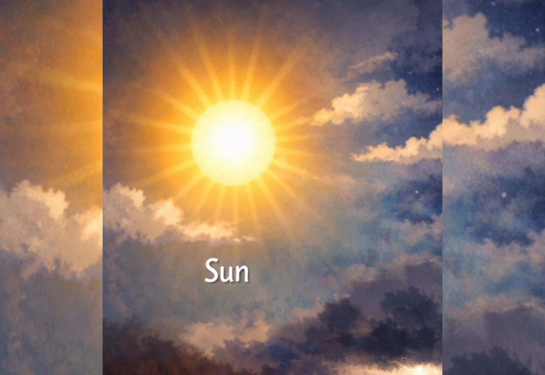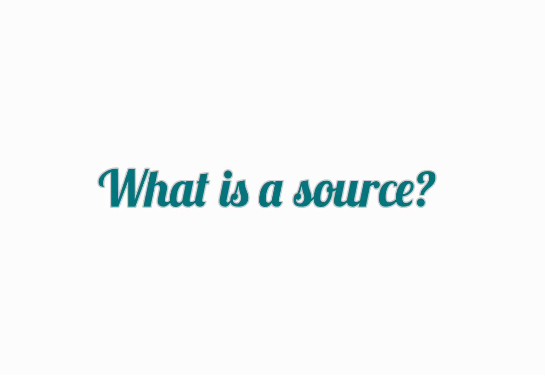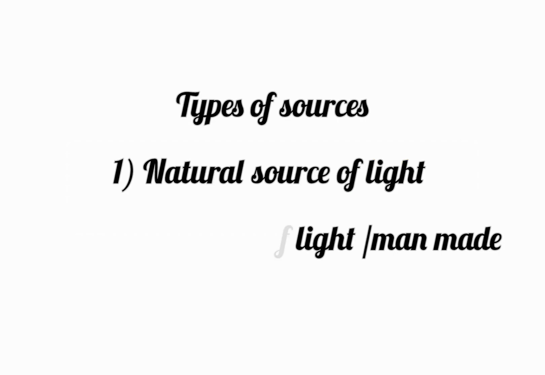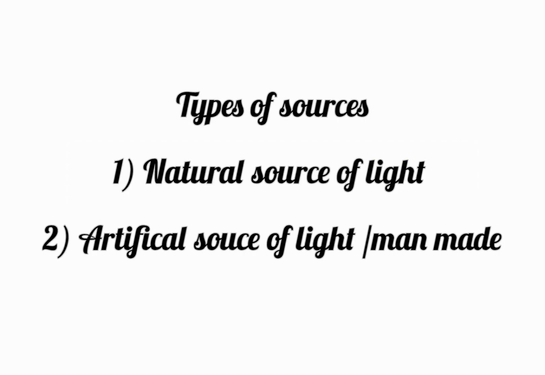Then, what are the different types of sources of light? First, we'll understand what is meant by source of light. What is meant by source? Source can be any object that produces light. Okay, so a source of light is any object that produces light. Then, what are the types of source of light? There are two types of source of light. One is natural source of light. Another one is artificial source of light.